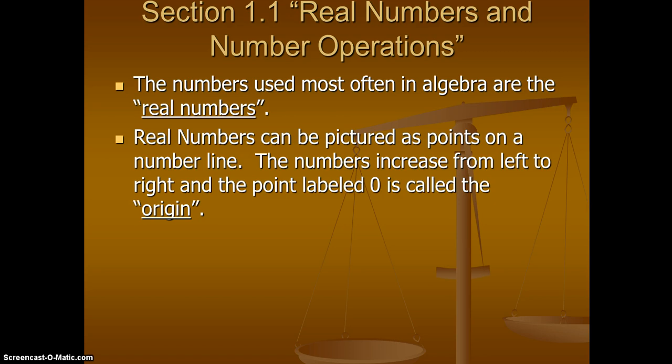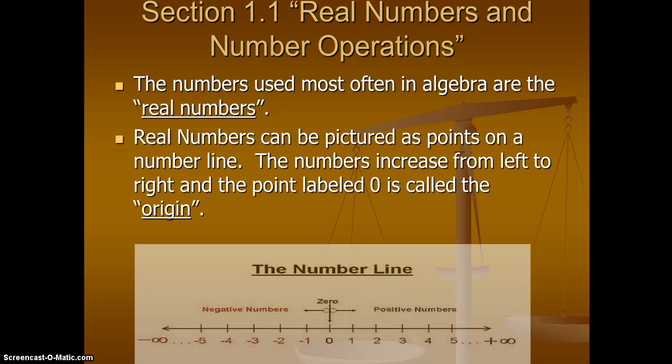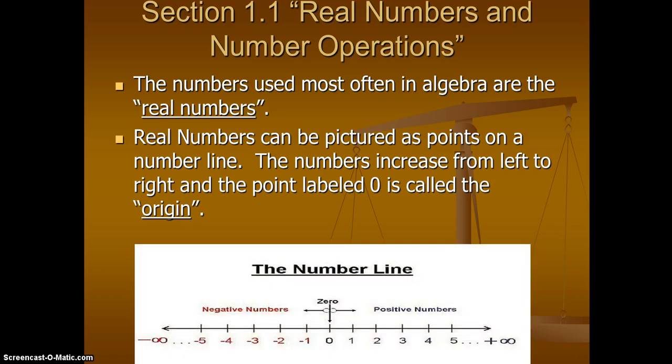The number line is usually labeled with 0 in the middle, and 0 is called the origin. The numbers on the left are the negative numbers of 0, and the numbers on the right are the positive numbers of 0, as you can see on the number line that just came up. 0 is in the middle because it's neither positive nor negative. So 0 separates the negative numbers from the positive numbers.